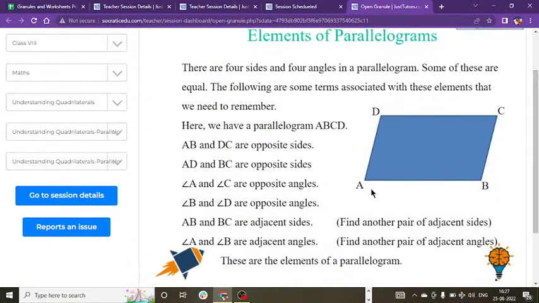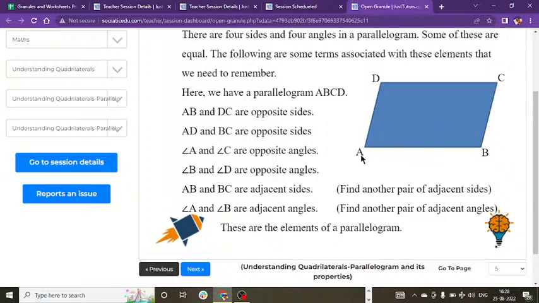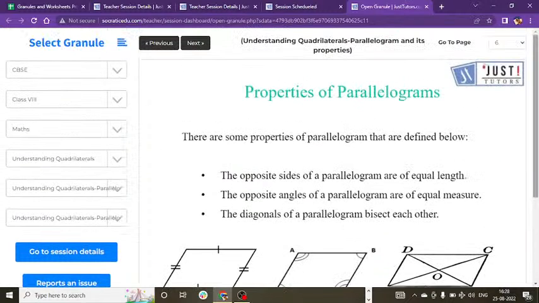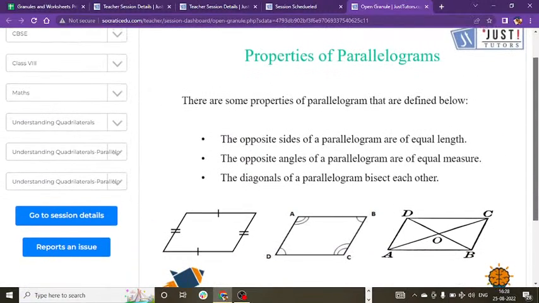It has 4 sides, and here you'll get AB parallel to DC and AD parallel to BC, and we have opposite angles and adjacent sides also. Now let's move to the properties of parallelogram.